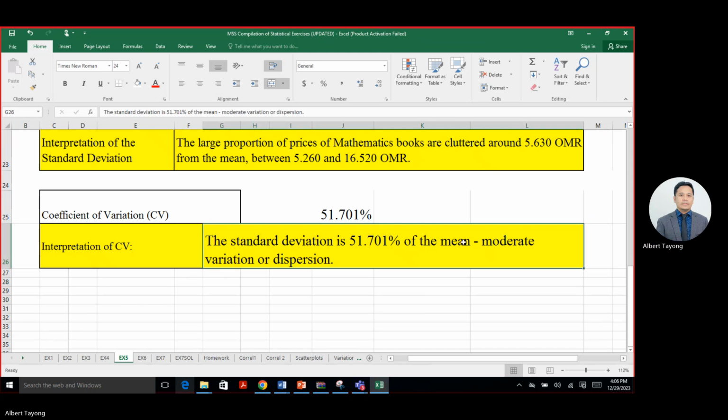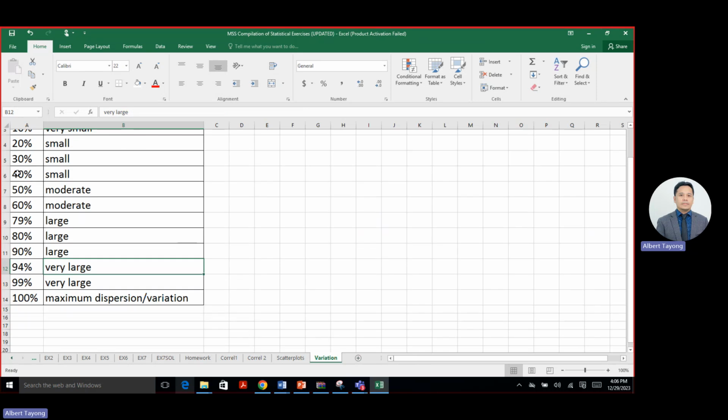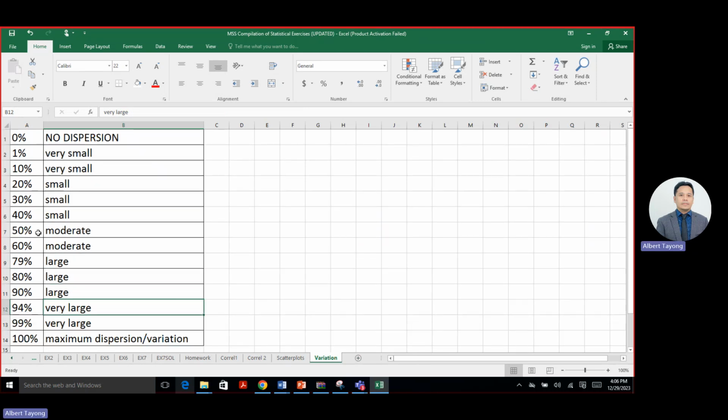So how do we know whether it is moderate or small or large? Please try to go to the last sheet. I have here examples of when to say moderate, from around 50 to 60. You can say moderate. Okay, very small, small, large from these values, very large, maximum. So try to familiarize yourself with this.